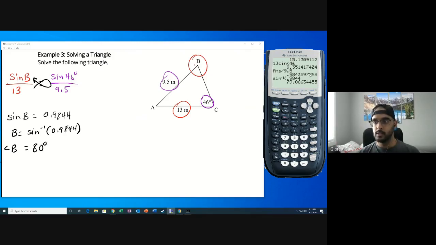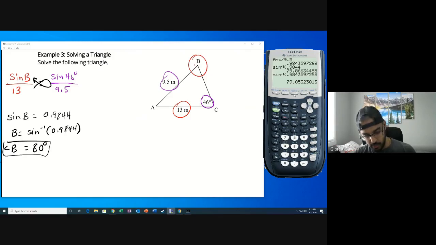Now I know I used the rounded version. Now if I were to use this whole decimal, second sine, 0.9843597268, it really doesn't make a whole bunch of difference. I'm still going to be rounding that to the nearest whole degree. It's still going to be 80 anyways. Doesn't really affect my answer too much. Okay, so that angle B is going to be 80 degrees.